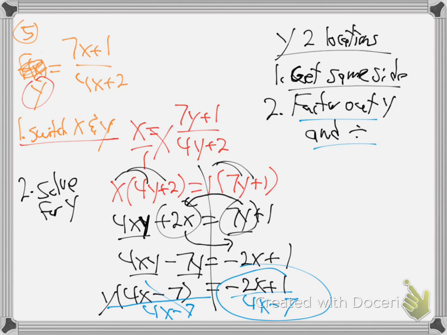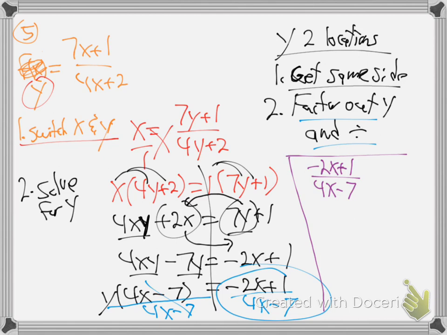We did it. So what did I get? Bring it up here and write the answer. I got minus 2x plus 1 over 4x minus 7. Did you track with all those steps?